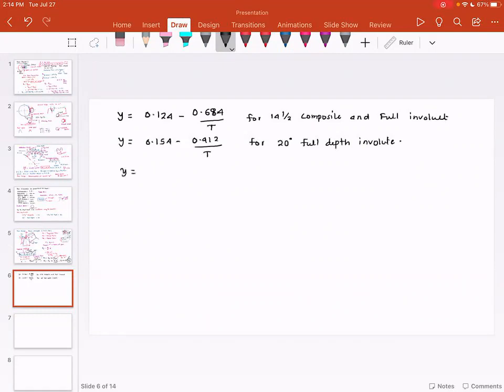And Y is equal to 0.175 minus 0.841 divided by T for 20-degree stub. So these are the Lewis form factors for different gear profiles. So I'm going to stop here and give you a 15 minute break, and we will continue the discussion when we come back.